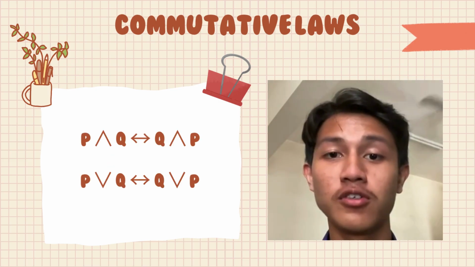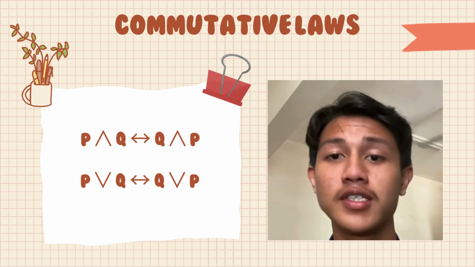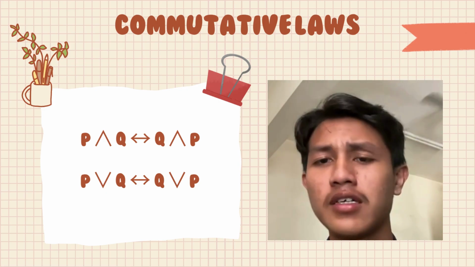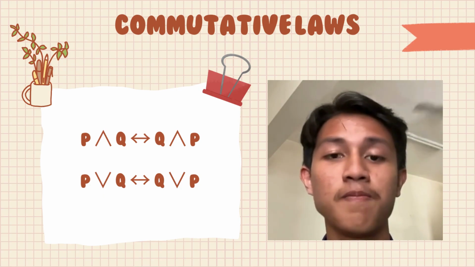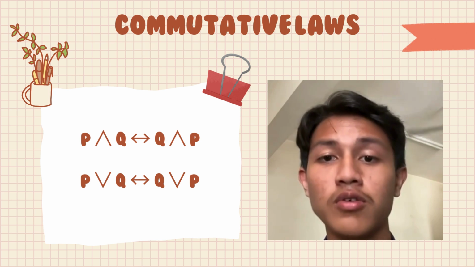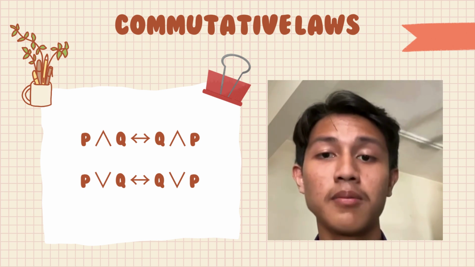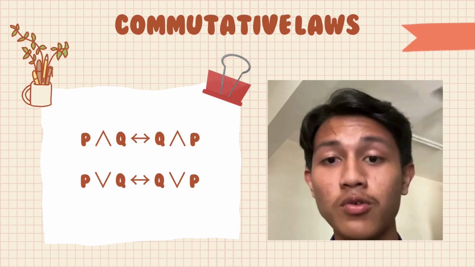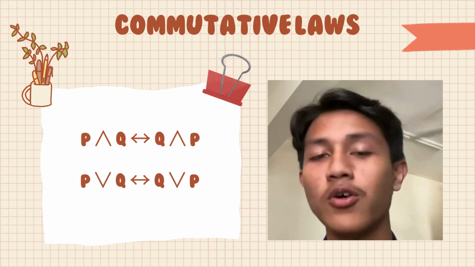Okay, let's move on to number 5, which is commutative laws. Commutative laws say the order of statements doesn't matter for AND or OR. So, for example, P and Q will get Q and P. And the other one is P or Q will get Q or P. The logic remains the same even if we swap the order.